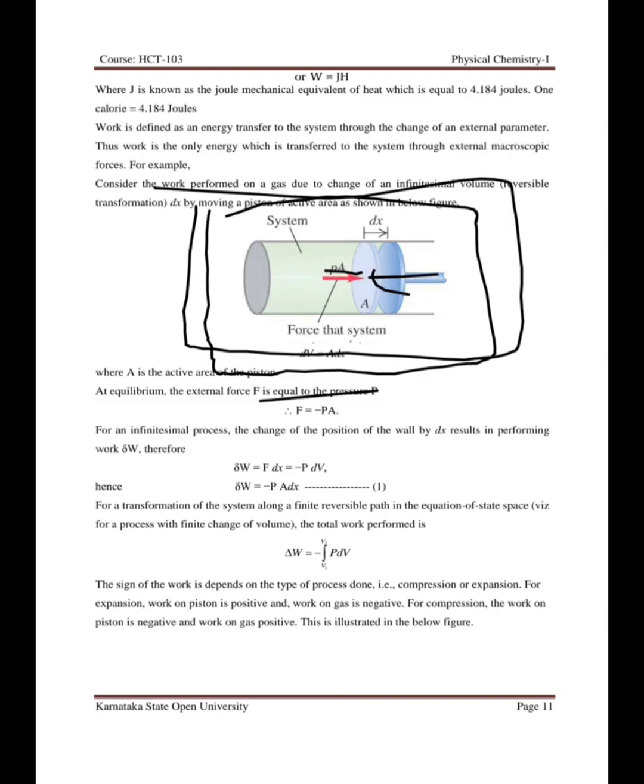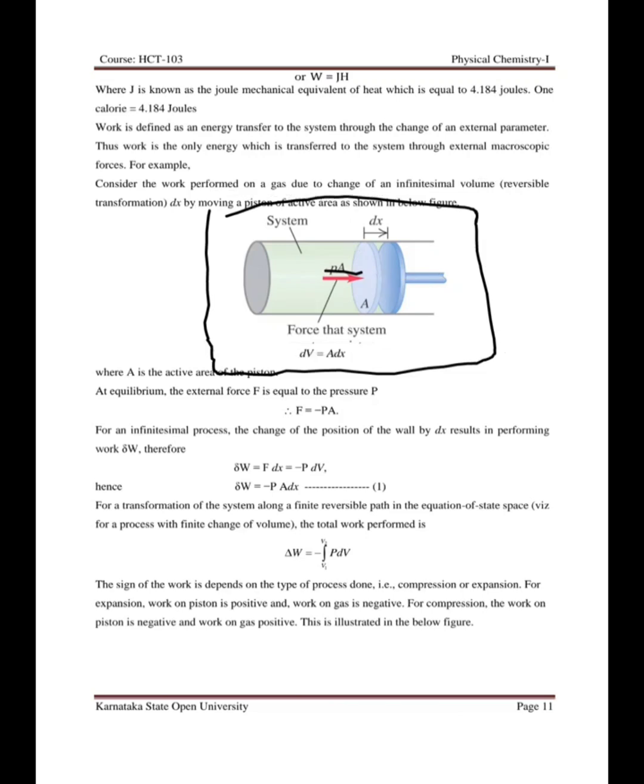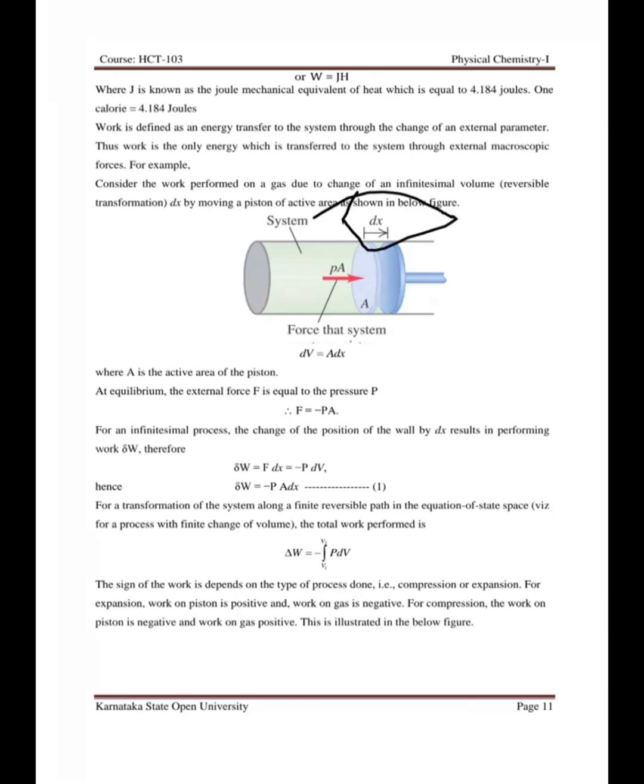And for an infinitesimal process, which is nothing but a small process, the small change in the position of the wall by dx results when the piston moves. When there is a small movement of the piston, it can be denoted as delta W is equal to F dx, which is minus P dV.